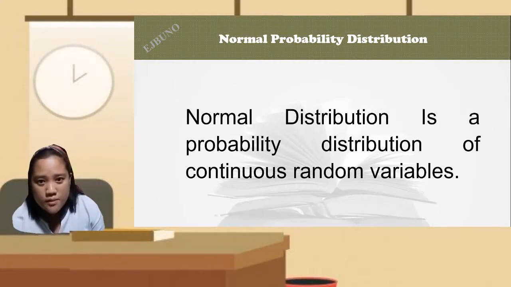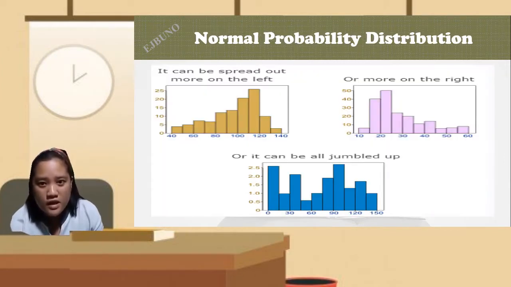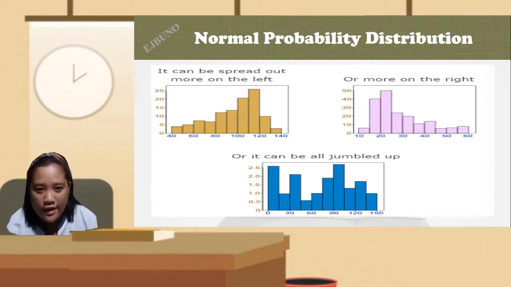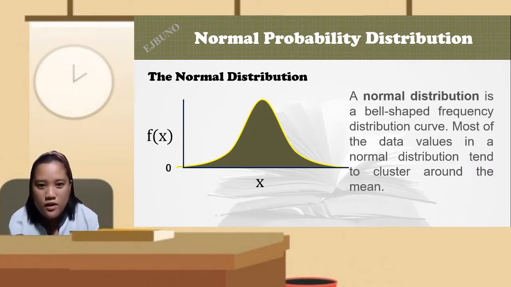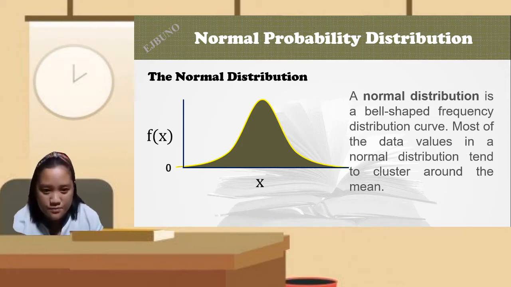Normal distribution is a probability distribution of continuous random variables. You can see in the picture that the data can be distributed or spread out in different ways. It can be spread out more on the left or more on the right, or it can be all jumbled up. But there are many cases where the data tends to be around a central value with no bias left or right, and it gets close to a normal distribution like this.